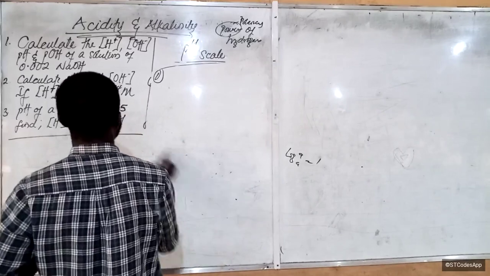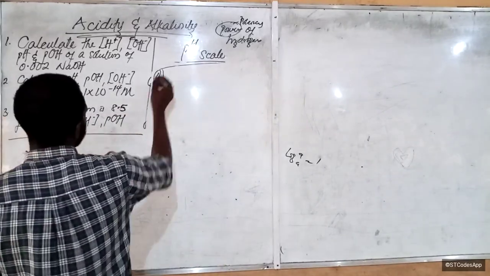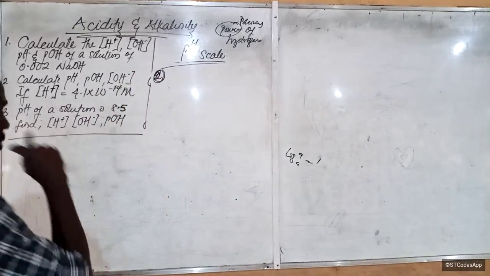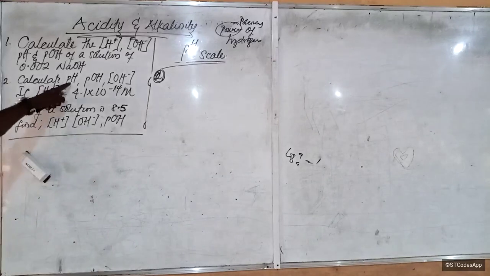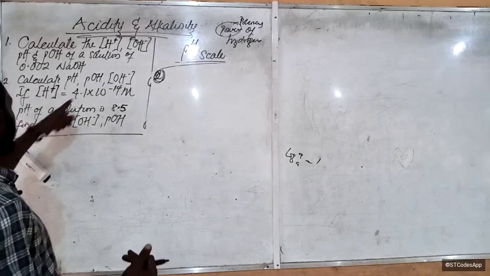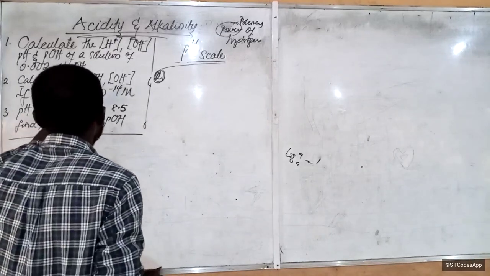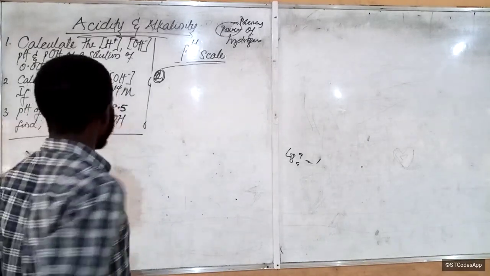The second question says to calculate pH. I'm going to solve one as well here, so that you can have questions to solve as well. For the pH of this, you've been given the concentration of this. In this case, I'm going to solve pOH. Now look at the way I'm going to solve it.